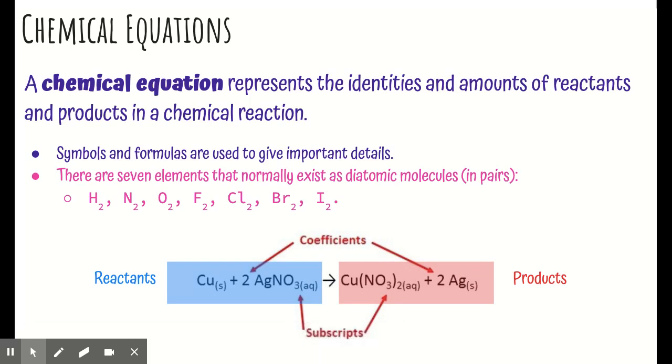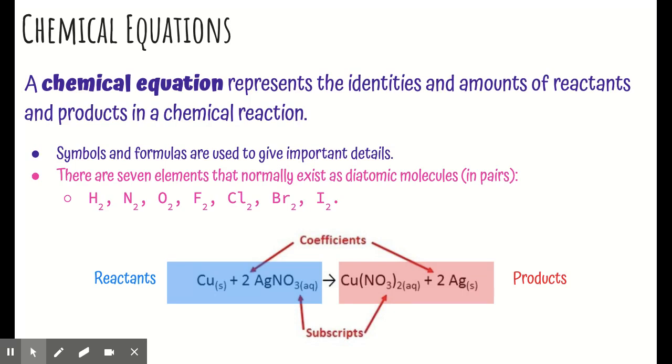That can help you identify maybe what's being produced. It can help you identify what type of reaction it's going to be. So just seeing those in there and adding them in when you can is going to be helpful in the future whenever we're putting these formulas together ourselves.